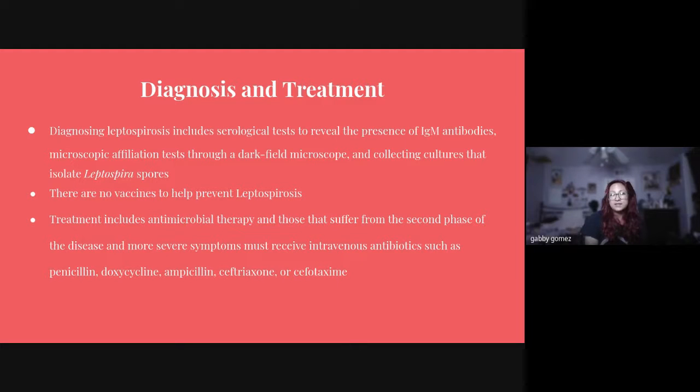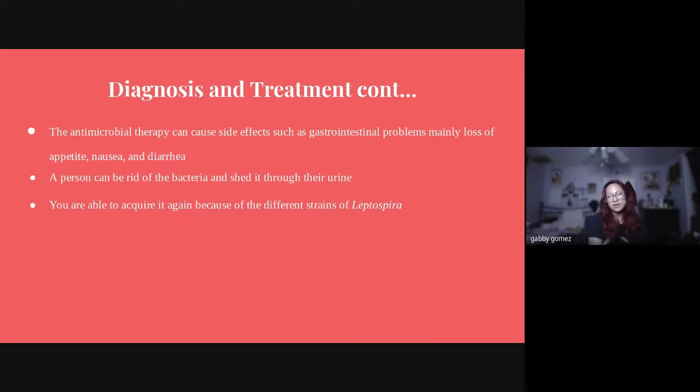There are no vaccines to help prevent leptospirosis, but treatment includes antimicrobial therapy, and those that suffer from the second phase of the disease and more severe symptoms must receive an intravenous antibiotic therapy, which includes these listed on the bottom right here. The antimicrobial therapy can cause side effects such as gastrointestinal problems, mainly loss of appetite, nausea, and diarrhea. A person can be rid of the bacteria and it usually sheds through the urine. You are able to acquire it again because there are different strains of the bacteria itself.